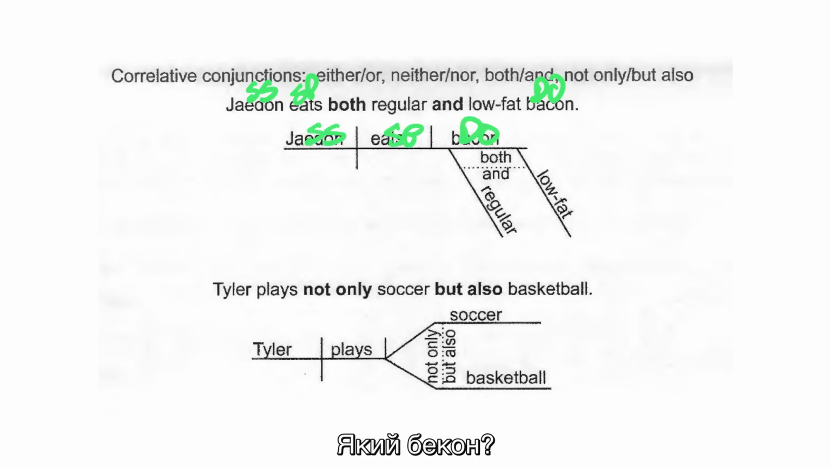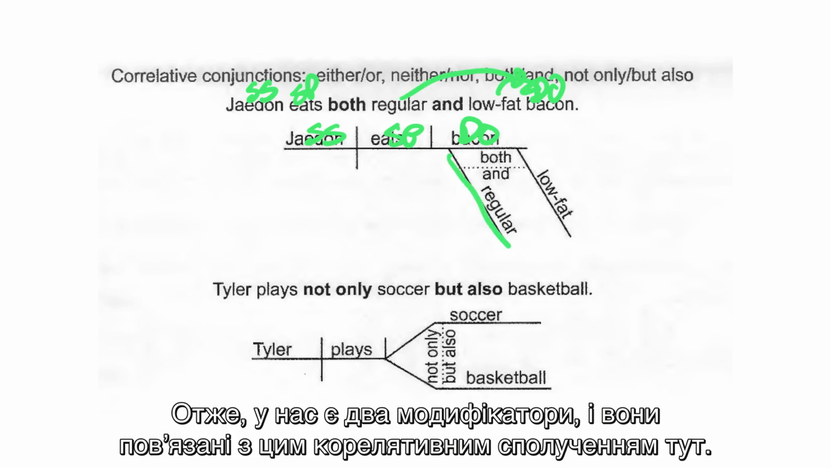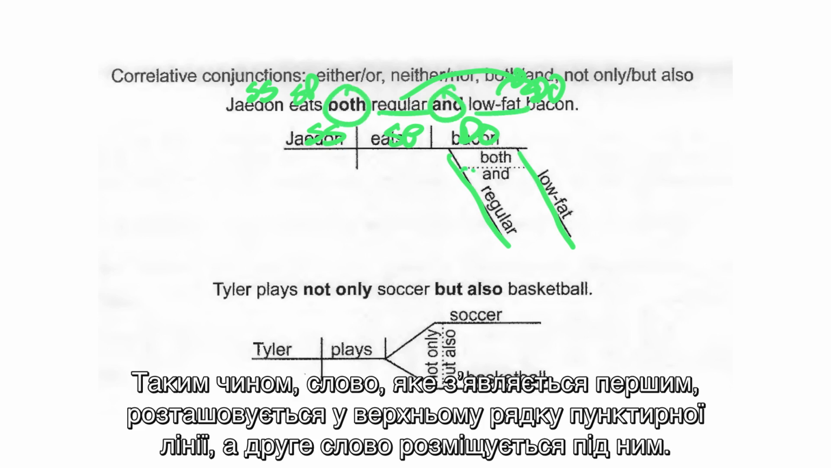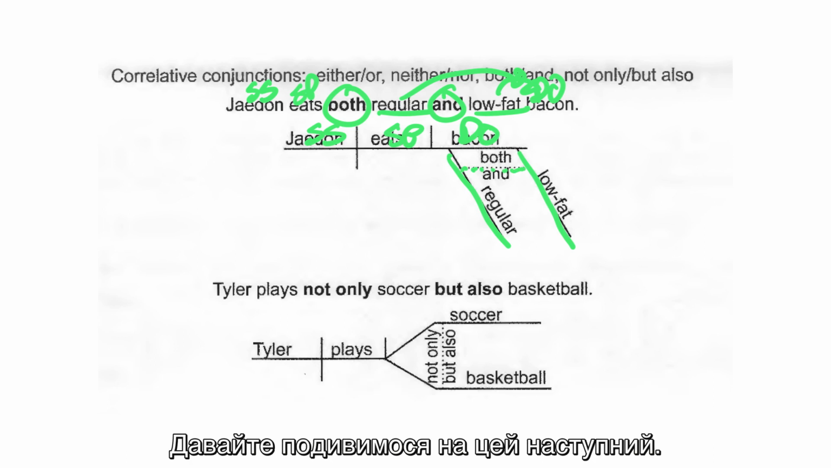SSSPDO. What kind of bacon? Low fat. What kind of bacon? Regular. So we have our two modifiers, and they're connected with this correlative conjunction in here. So the word that appears first goes on the top line of the dotted line, and the second word goes floating below it. Let's take a look at this next one.